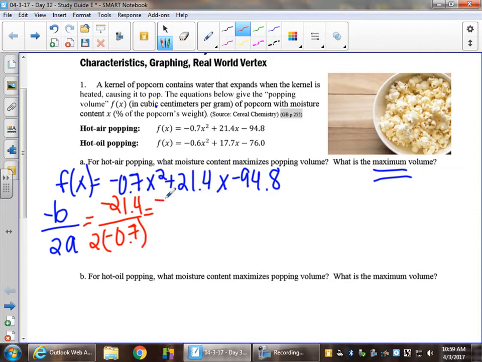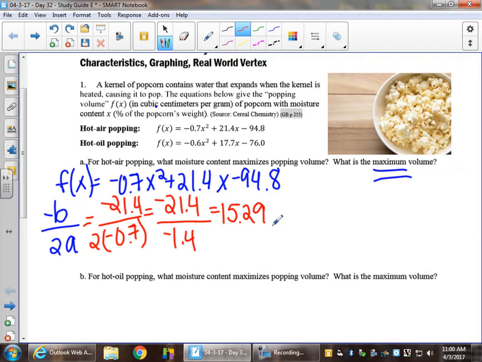Everyone should have a calculator for today because we're doing lots of calculations. What is 2 times negative 0.7? Okay, and when you divide these out, what do you get? 15.29. What does this represent in the problem?